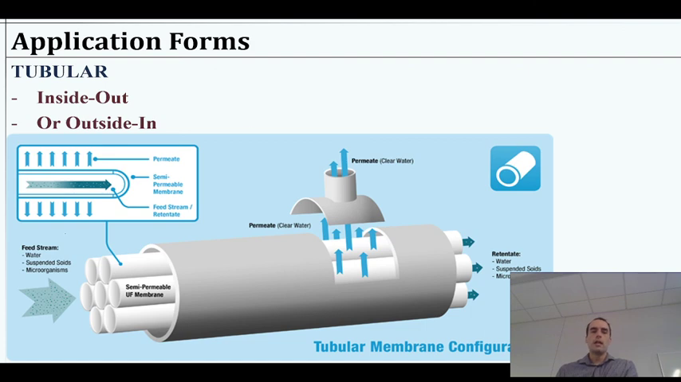You could take water coming into the tubes, and if it makes it out of the tubes, that's permeation, passing through the filter, and then you collect it. Or you could reverse that and use the outside of the tube as a membrane and do outside-to-in type filtration, where you have the feed here, permeate coming out through them, and then the retentate would be whatever water did not make it into the tubes.